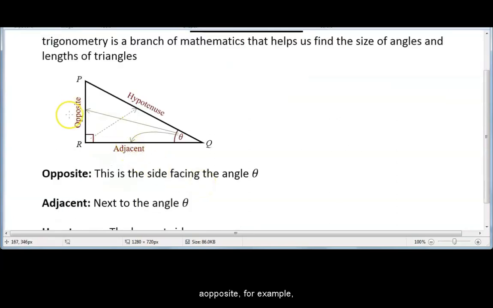Opposite, for example, is the side facing the angle theta. This is theta and this is opposite. Adjacent is the side next to angle theta. This is it, adjacent. Hypotenuse is the longest side.